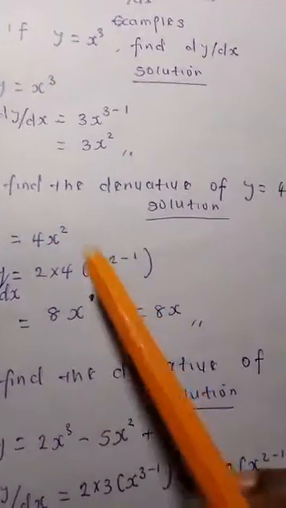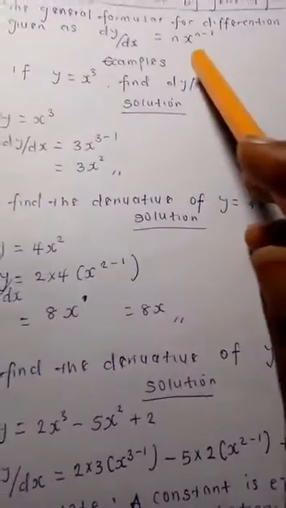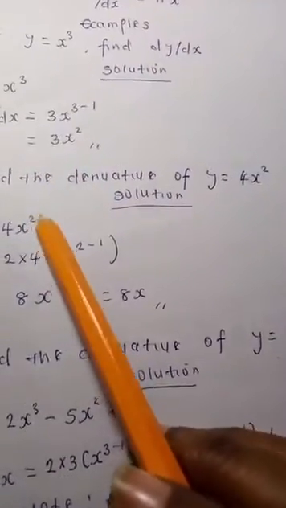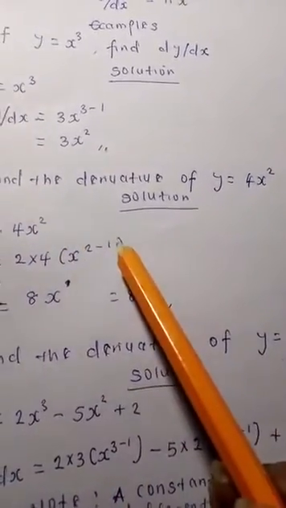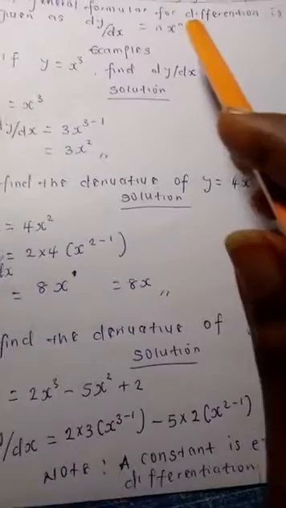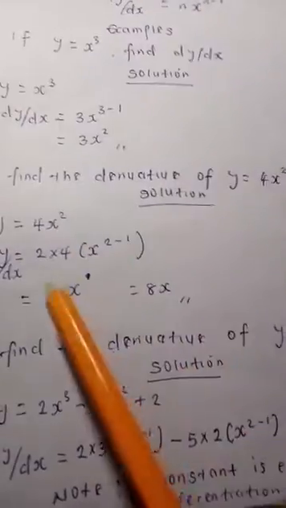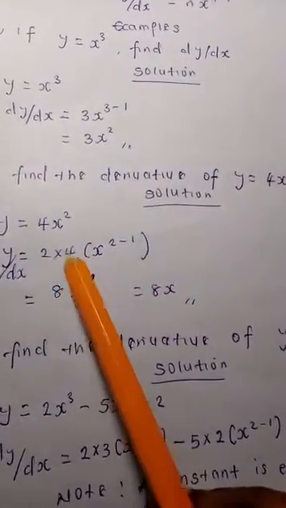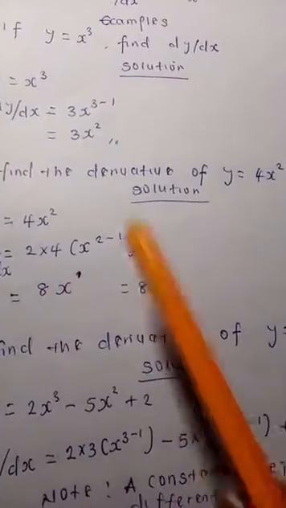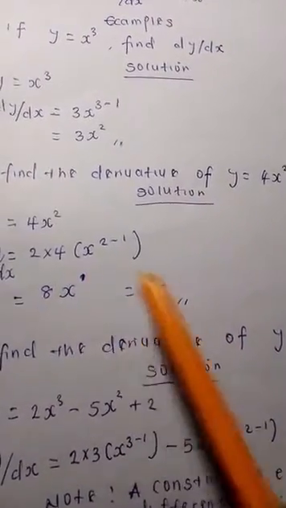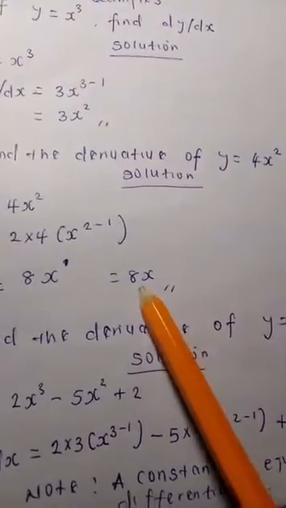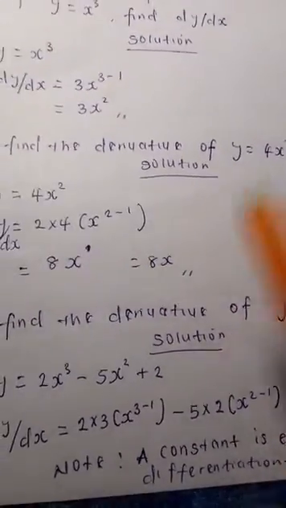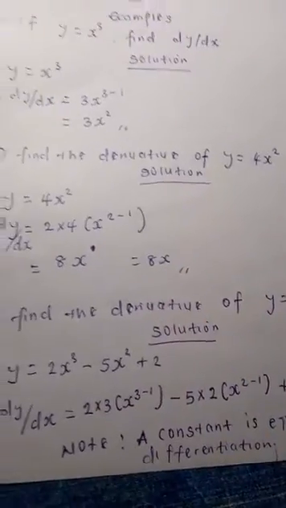Then this power minus 1, the formula n minus 1. This 2 is the power, so 2 minus 1. Look at it, 2 is the n, minus 1. So we have 2 times 4, 8, and 2 minus 1 is 1, so x raised to power 1. So the answer is 8x. If you did not get 8x in your assignment, check it very well. You made a mistake, so go back and do it very well.